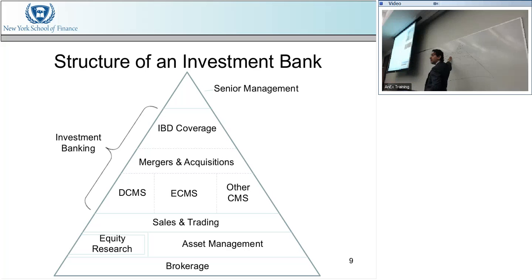Okay, that's IBD. Then we have sales and trading. So let's say the coverage officer goes to equity capital markets and says this company may want to do an equity raise. Can you put together a presentation and see what the markets are like? Put together comps, all this stuff.